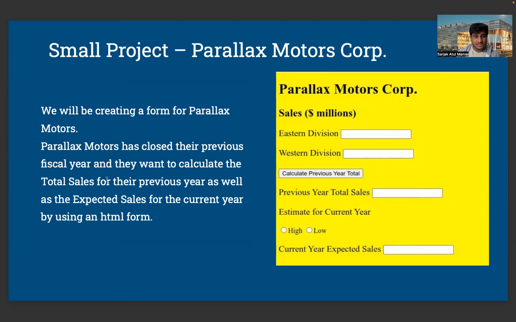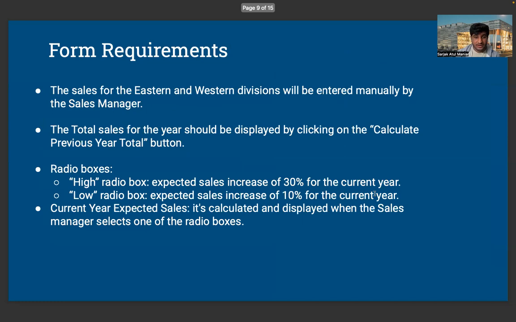Over here, if you just see the problem statement, they have asked us that the company has closed their previous fiscal year, and they want to calculate the total sales for their previous year as well as the expected sales for the current year over here. So we're going to display two results at the end to the end user, right?